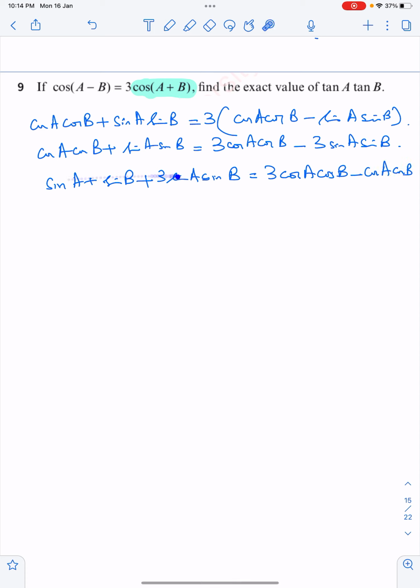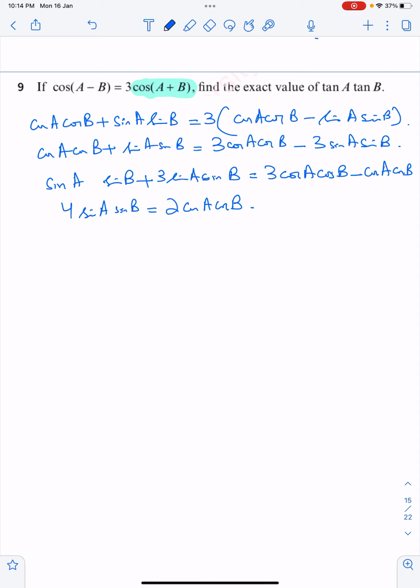Okay, now if I add them up, sine of A sine of B plus 3 sine of A sine of B, that means this will become 4 sine of A sine of B equals 3 minus 1, which is 2 cos of A cos of B.